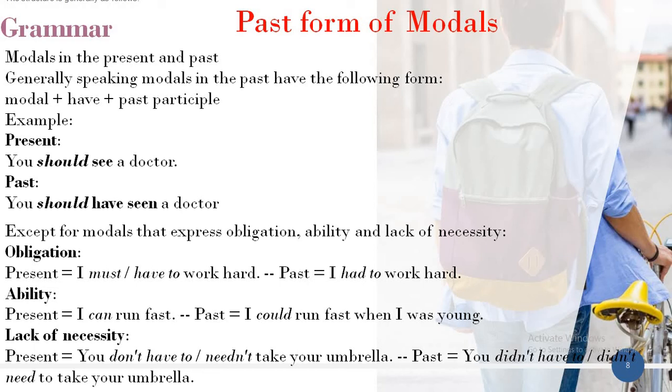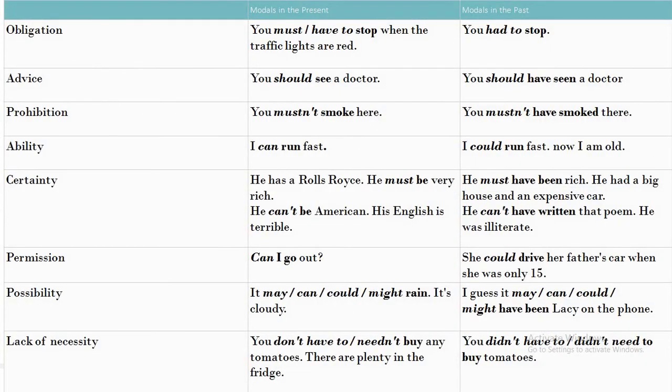So please pause the video, try to reread this explanation and you will understand more. And I will give you again a chart for more understanding. So I bring you types of modals, modals in the present, modals in the past. Please concentrate with me while I am reading. Types of modals: we have obligation, advice, prohibition, ability, certainty, permission, possibility, lack of necessity.